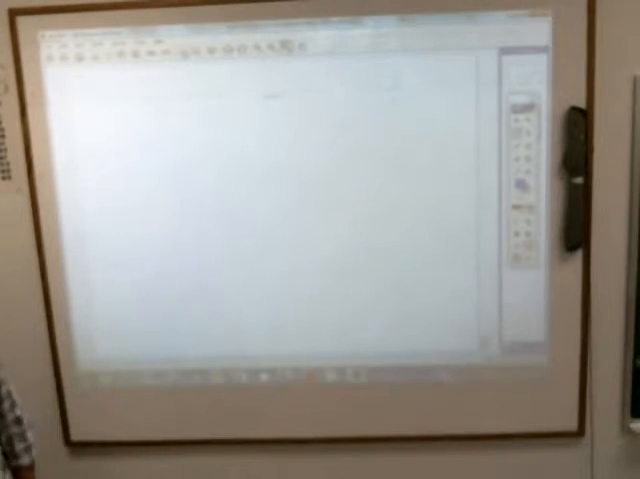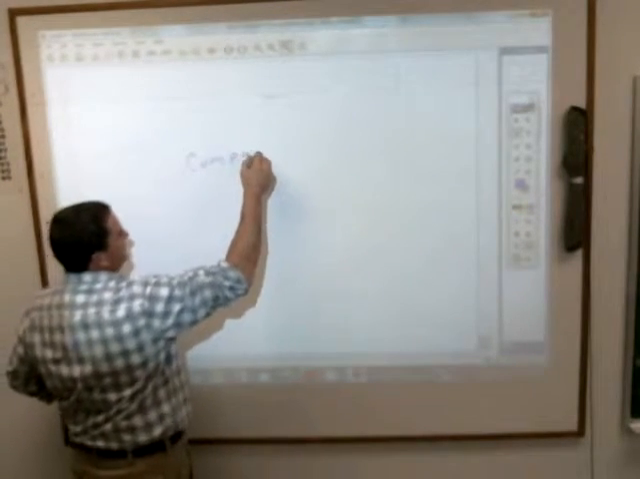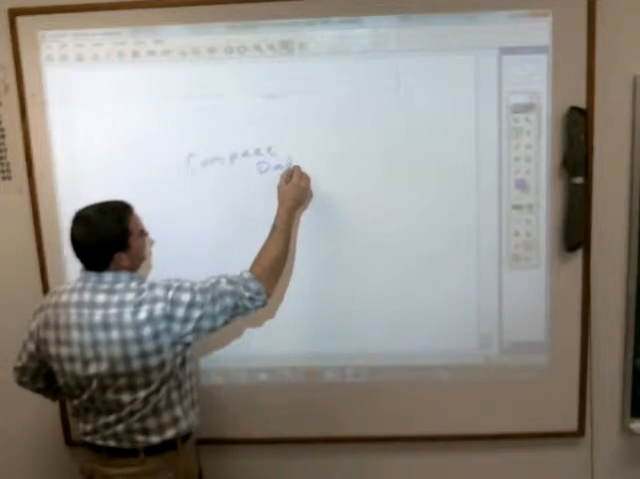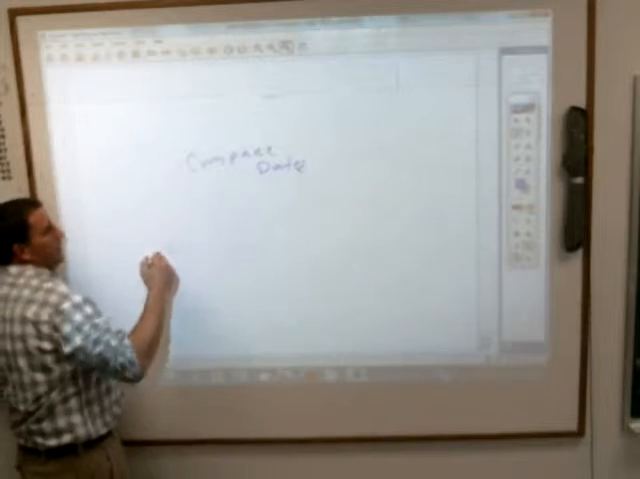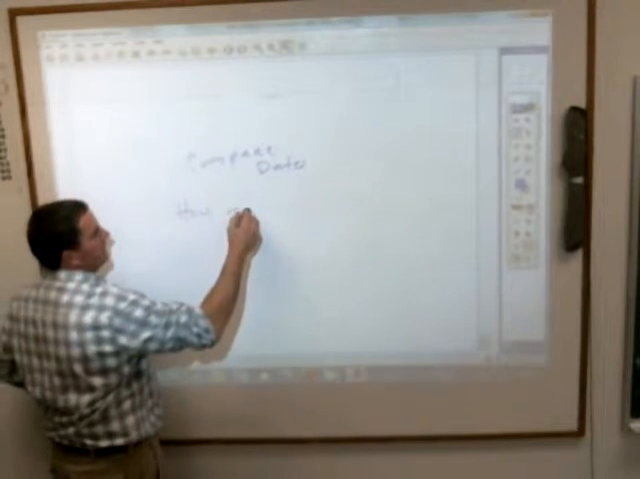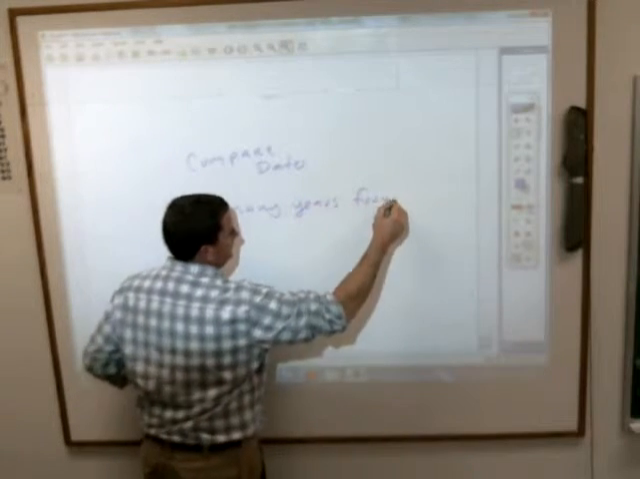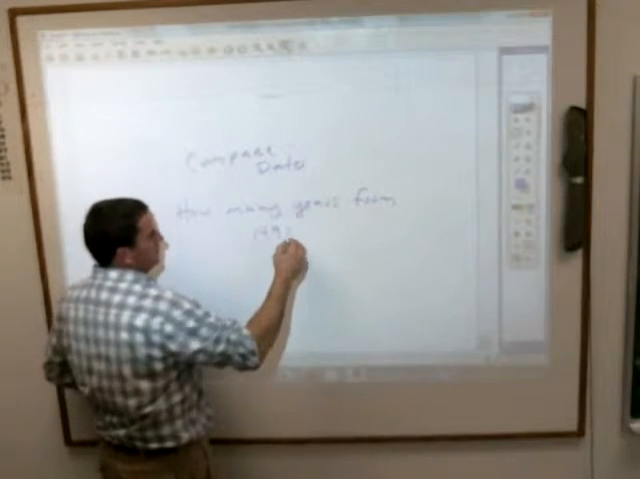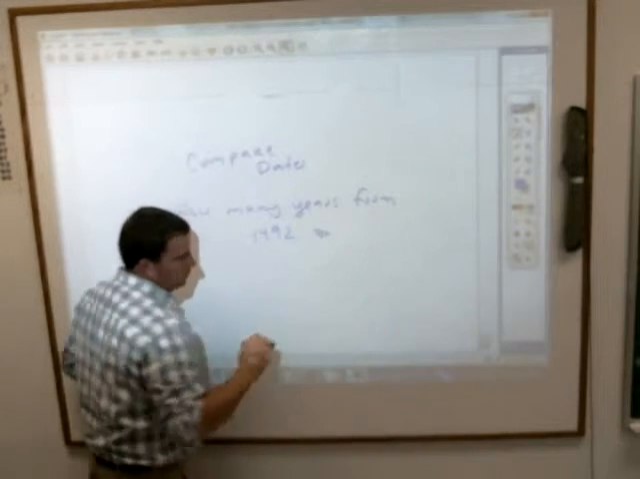The other one they do is they compare times or dates. When you compare dates, what do you think you're pretty much always going to do? In other words, here's a question. How many years are there from 1492, which was when Columbus sailed the ocean blue, to 1620?